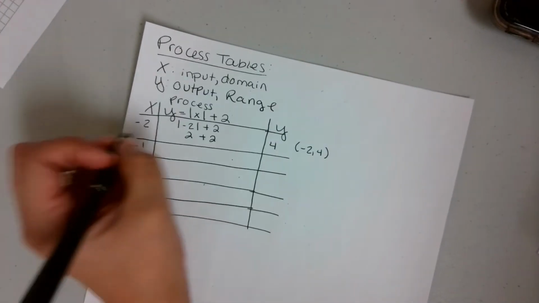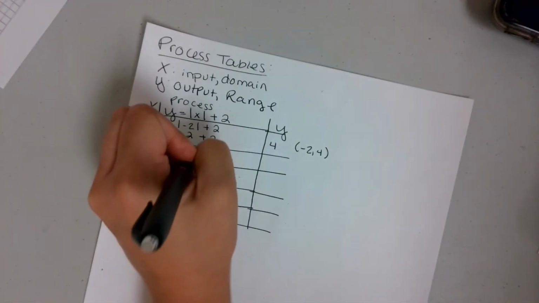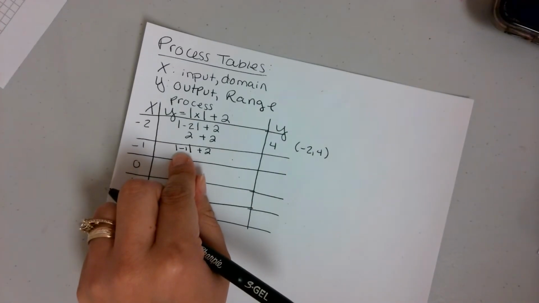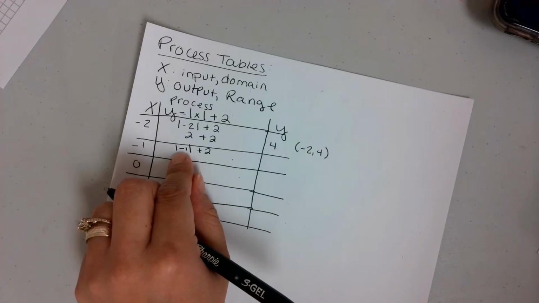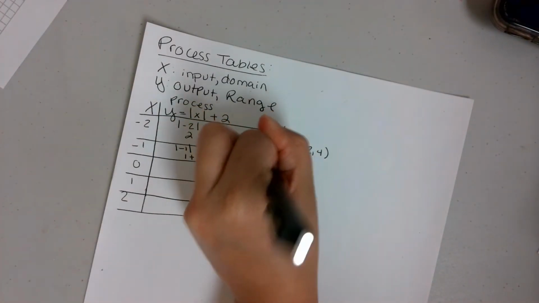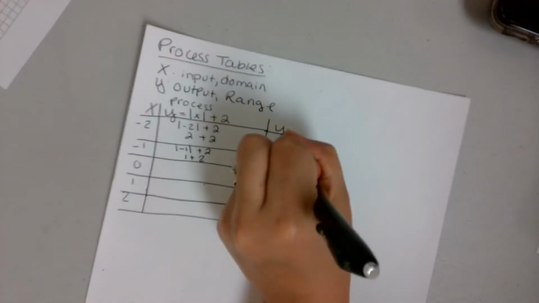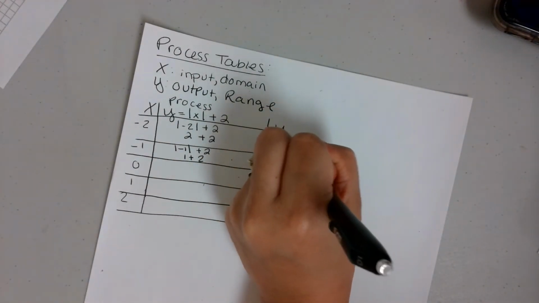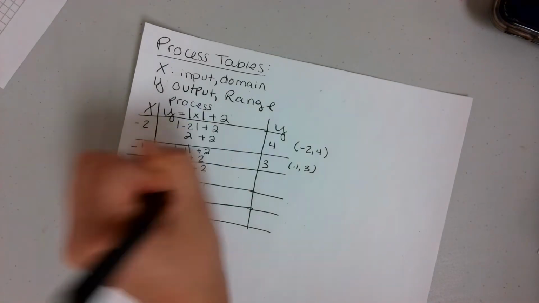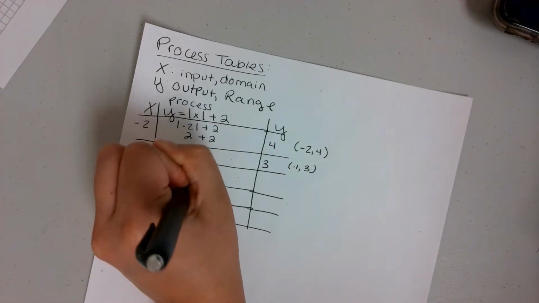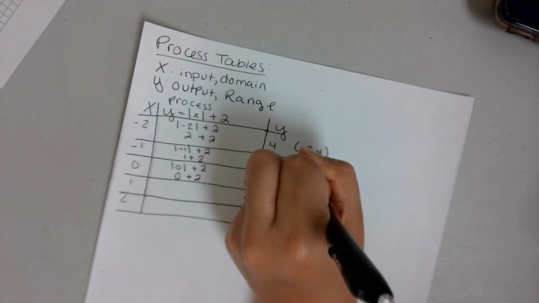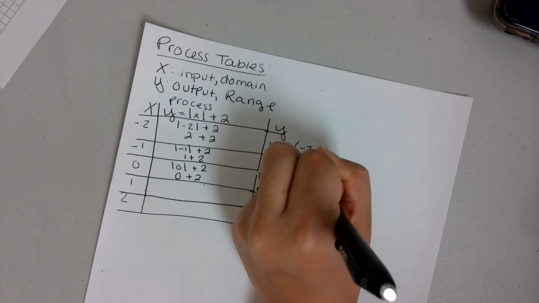And then I'm going to do the same thing here. I want the absolute value of -1 plus 2. So we're going to calculate the absolute value of -1 first. -1's distance from 0 is 1, and 1 plus 2 gives me 3. So this ordered pair is at -1, 3. And then I have the absolute value of 0 plus 2. The absolute value of 0 is 0, and 0 plus 2 is 2. So this ordered pair is at 0, 2.